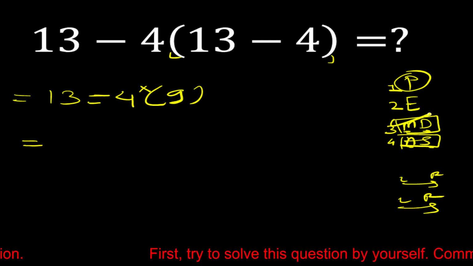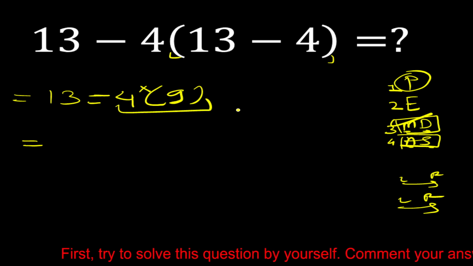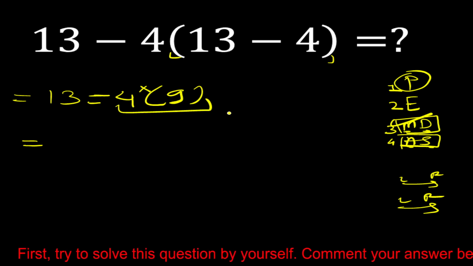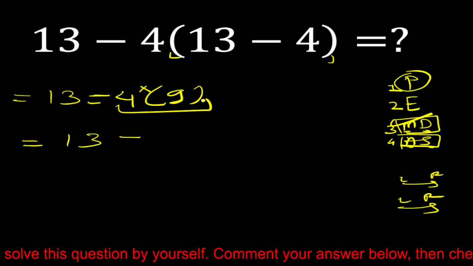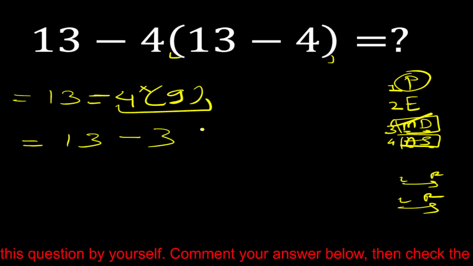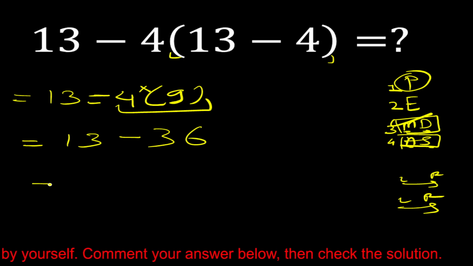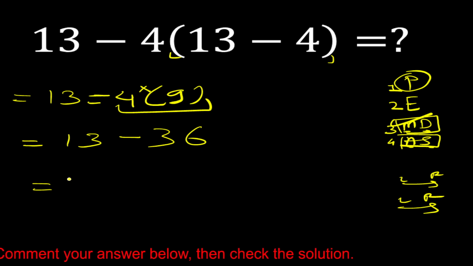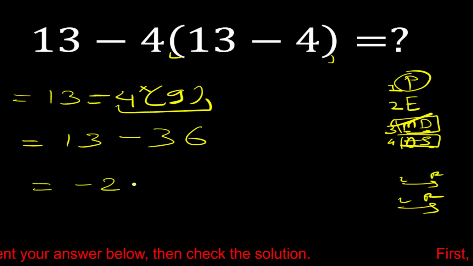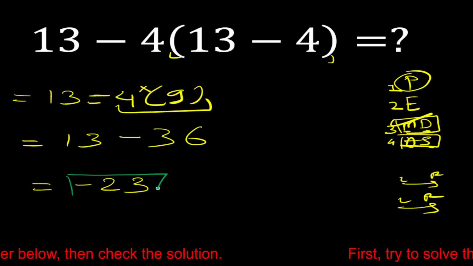So first priority, according to the rule, is multiplication. So first we have to solve this multiplication. So it is equal to 13 minus 4 multiply 9 is equal to 36. Now 13 minus 36 is equal to minus 23. So the correct answer is minus 23.